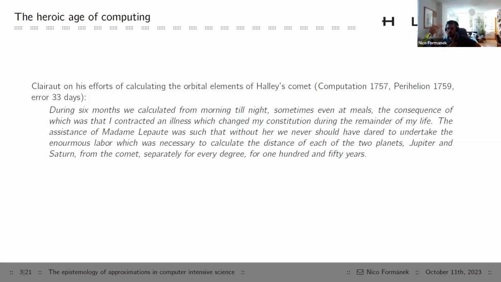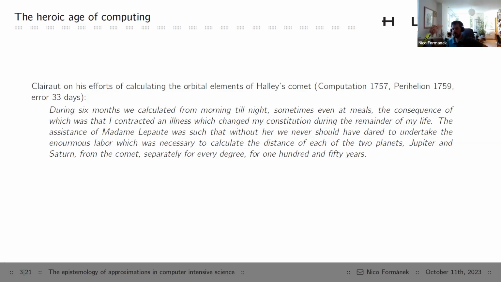And I'll just read this quote for you because I think it's very impressive and shows how much time people invested in approximations. So Clairaut says, "During 6 months, we calculated from morning till night, sometimes even at meals, the consequence of which was that I contracted an illness which changed my constitution during the remainder of my life. The assistance of Madame Lepaute was such that without her, we never should have dared to undertake the enormous labor which was necessary to calculate the distance of each of the 2 planets, Jupiter and Saturn, from the comet, separately for every degree, for 150 years."